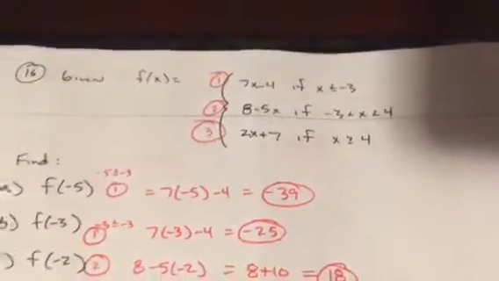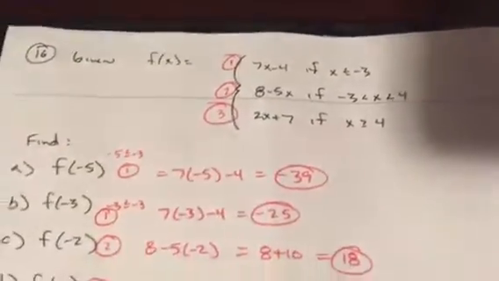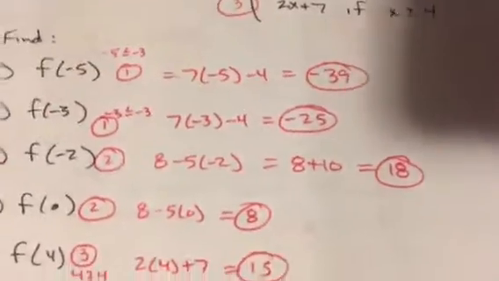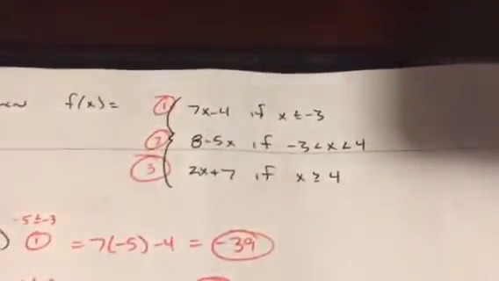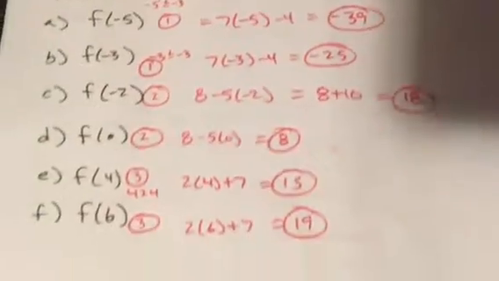-2 is most definitely greater than -3 and less than 4. Plug -2 in right there. 8 minus 5 times -2 is 8 plus 10, 18. Plug 0 into the second equation as well. It's between -3 and 4. You're going to get 8.